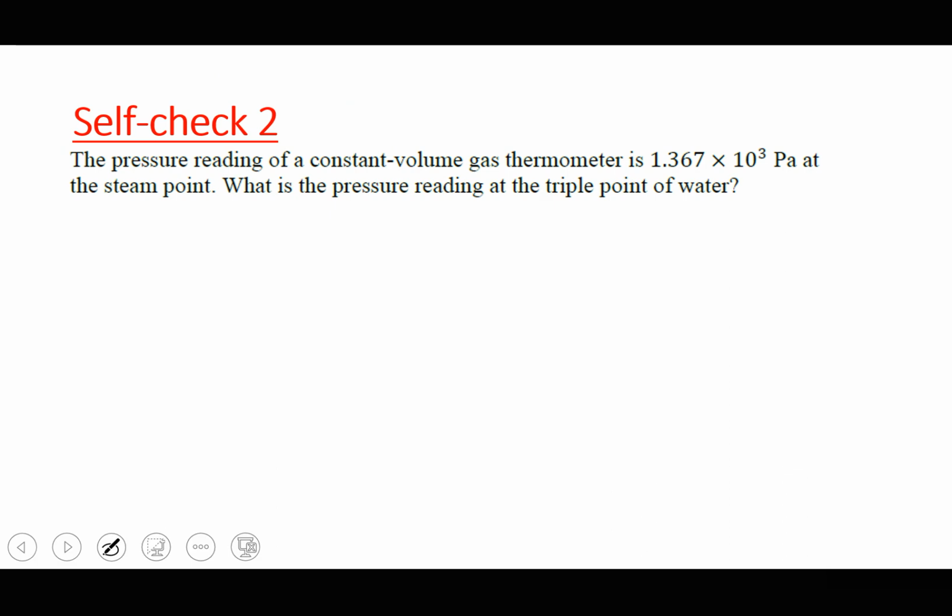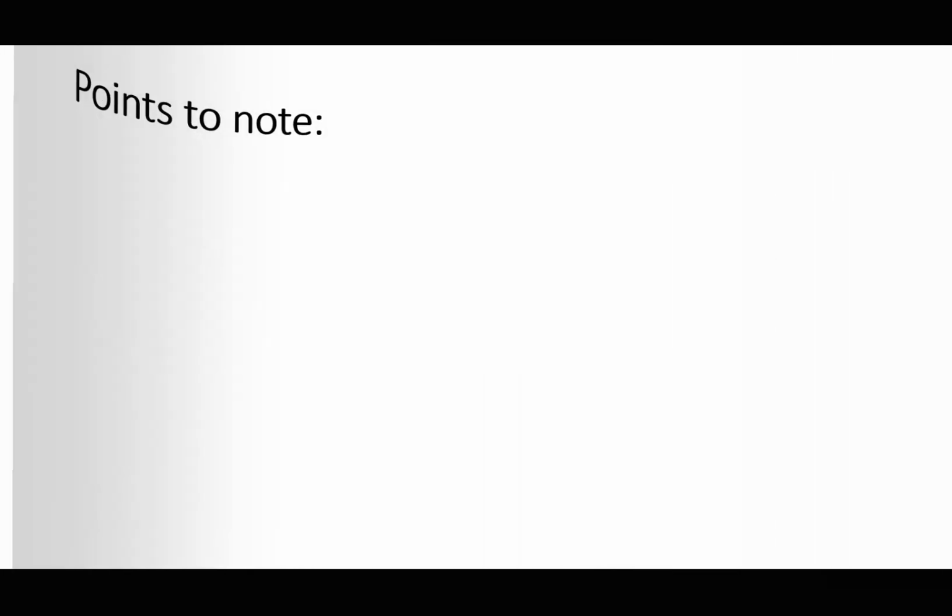Self-check number two, we already have self-check number one. The pressure reading of a constant volume gas thermometer is given as that at steam point. Remember, steam point is 100 degrees Celsius. What is the pressure reading at the triple point of water? The pressure reading at steam point is given as that. What is the pressure reading at the triple point of water? So that one is your assignment. That will be your assignment.